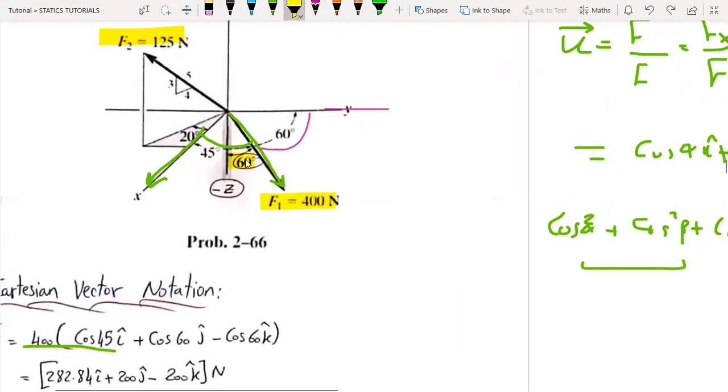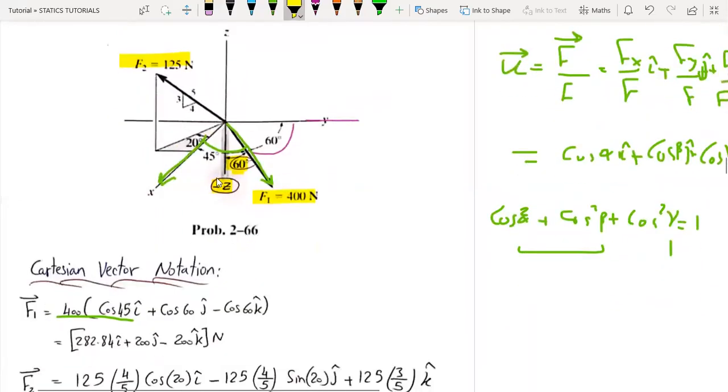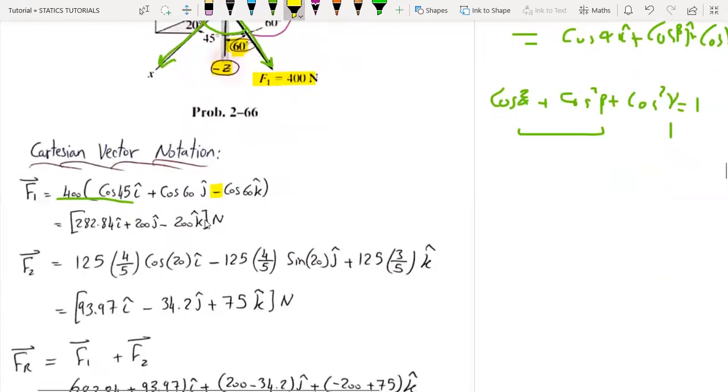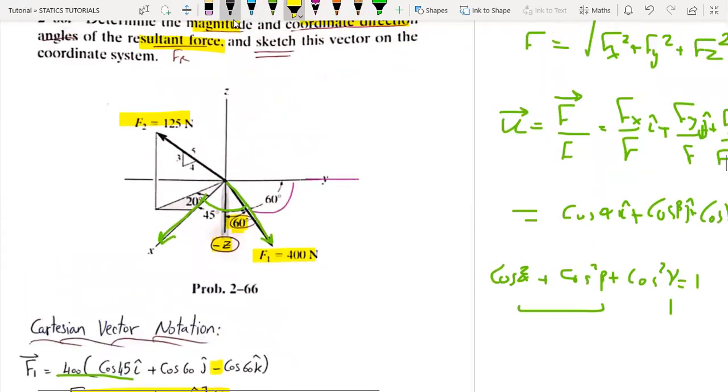Here it is 60. So if we say 400 cosine 60, which is the angle with the negative z-axis, we are going to put a minus sign. So 400 minus cosine 60 k hat, and we will get this vector in newtons. Okay, what about F2? F2 also here.